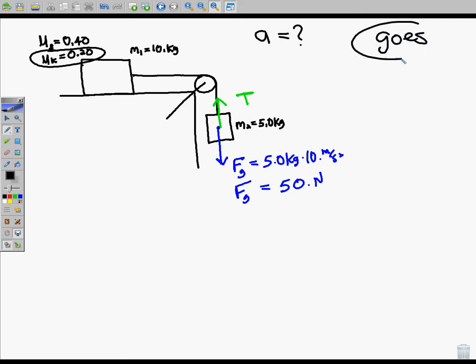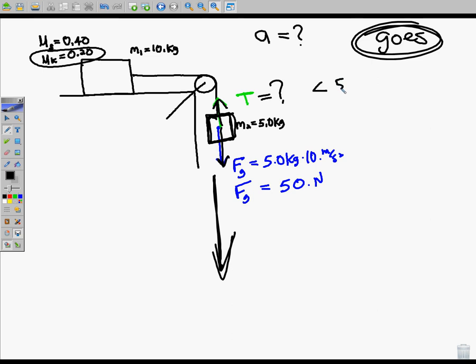Since we know it goes, this one here is going to be going down. So how is that tension force up going to compare to the weight force down if it goes down? Less. The tension force is going to be less. We don't know what it is, but all we know is that it's going to be less than 50 newtons. We do know that, but we don't know how much.